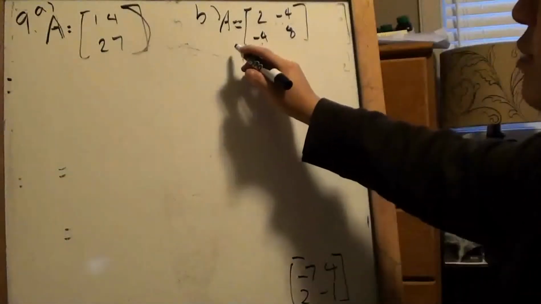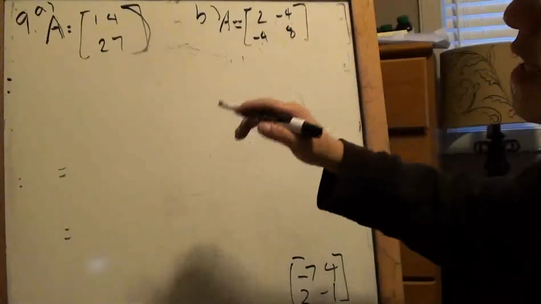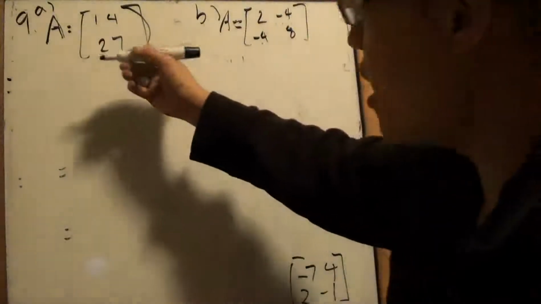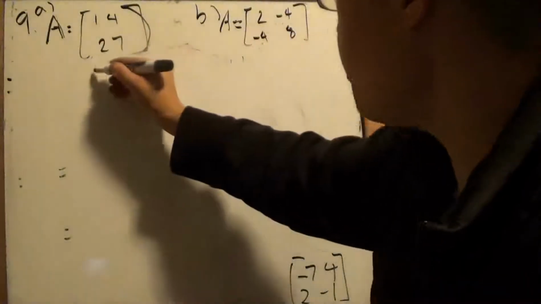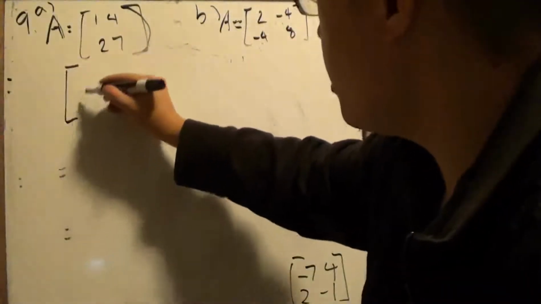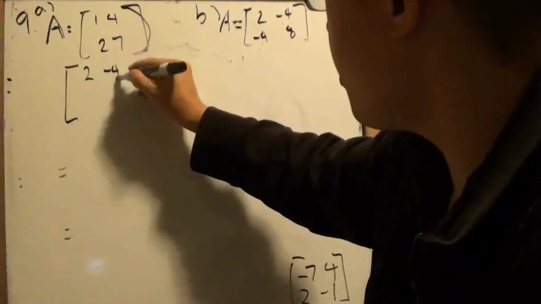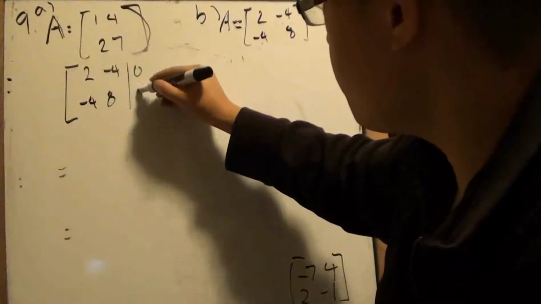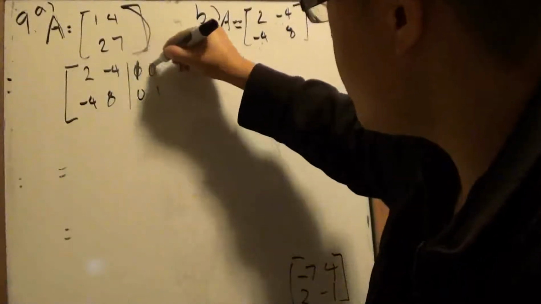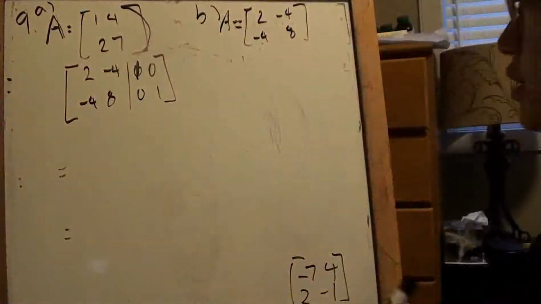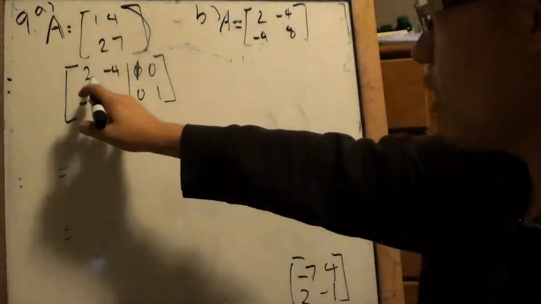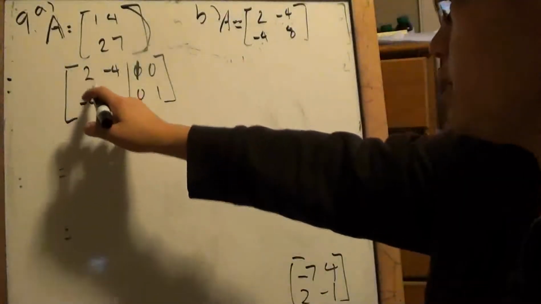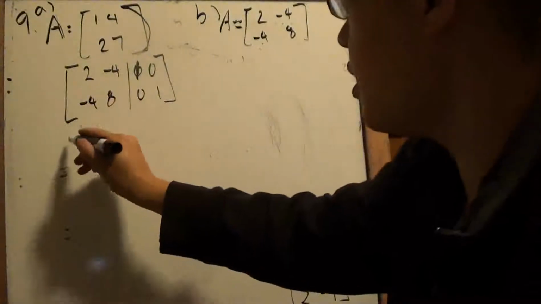So for B, we know it's not invertible because we checked it. But because we're technically not supposed to use that method, let's do the same thing as we've been doing before. So I'm going to put 2, -4, -4, 8, and the identity matrix. Let's divide both of them so that it becomes a simpler number.